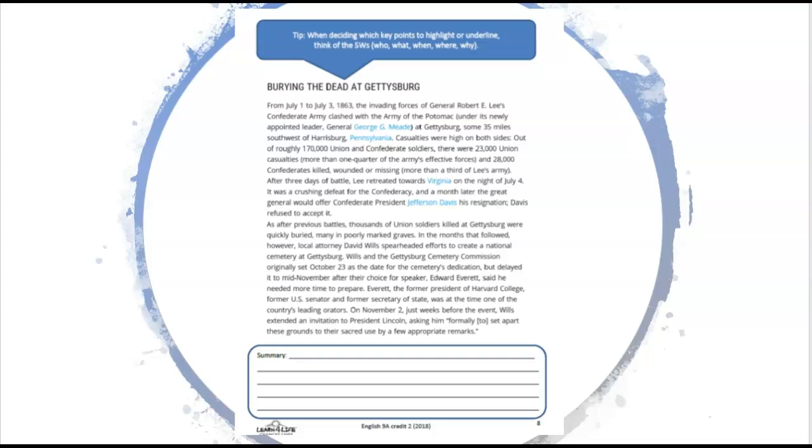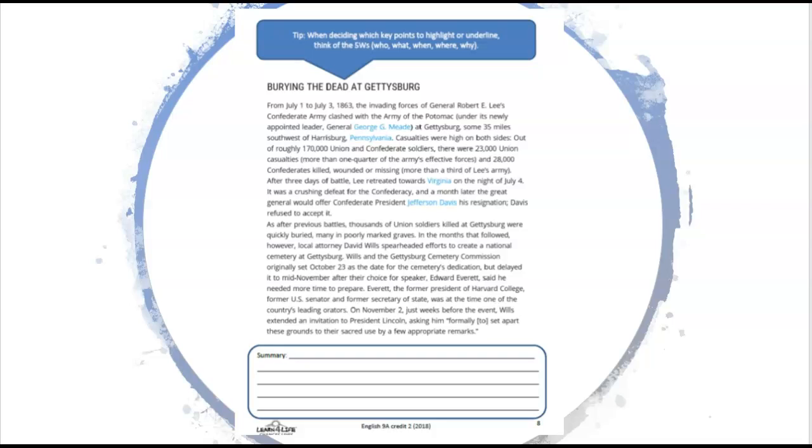Remember to highlight as we go, and when deciding which points to highlight or underline, think of the 5 W's: who, what, when, where, and why. That will help you with the summary when it comes to it. Okay, burying the dead at Gettysburg.